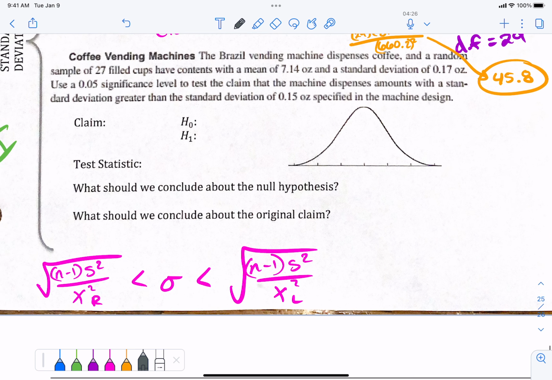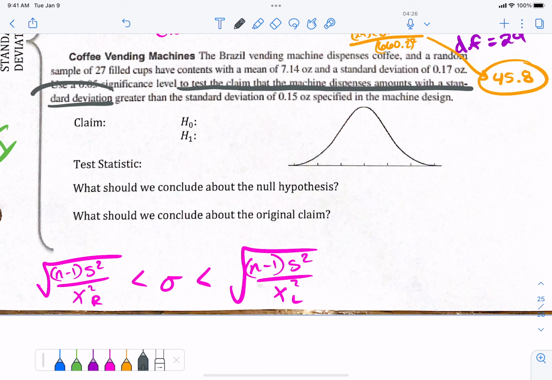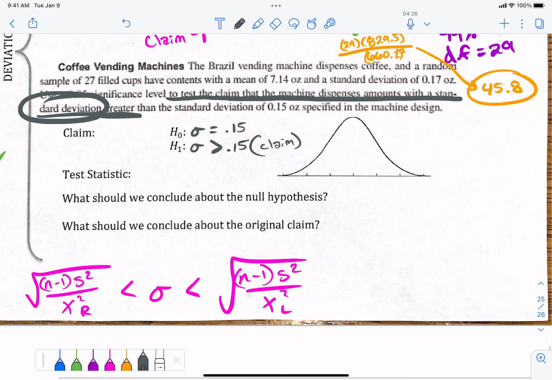I'm not going to tell you on the test that this is a standard deviation. It's so nice. To test the claim that the machine dispenses amounts with a standard deviation greater than... so sigma equals and sigma's greater than. What number? 0.15. Which one's the claim? The bottom. Okay, let me write down some stuff. N is how much? 27. X bar is?